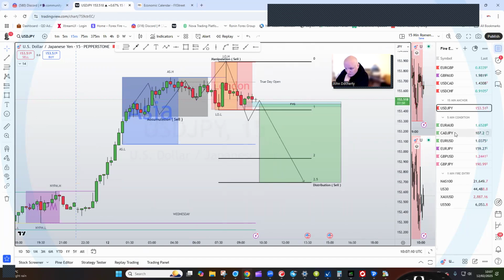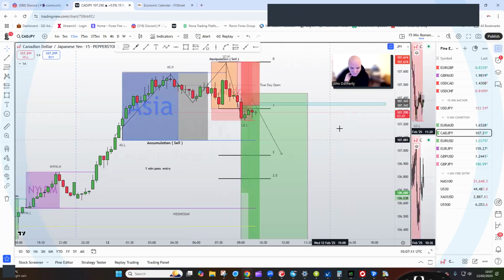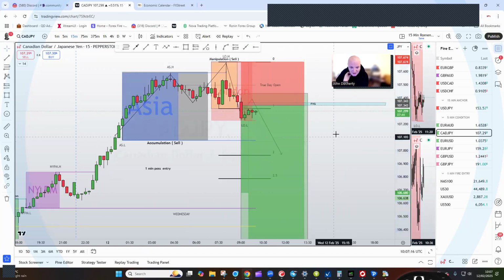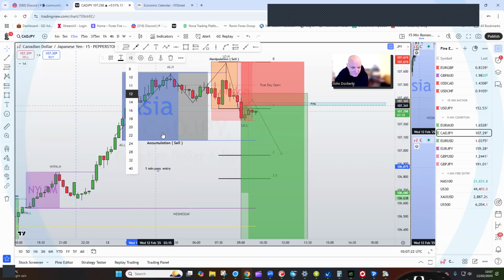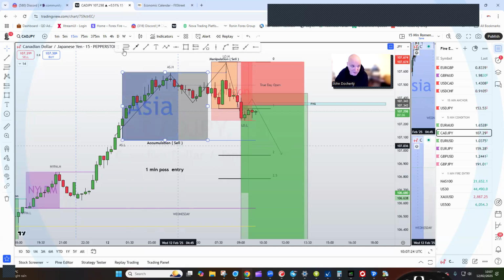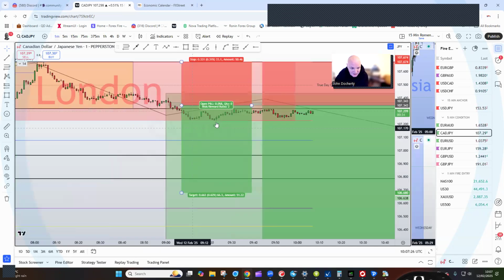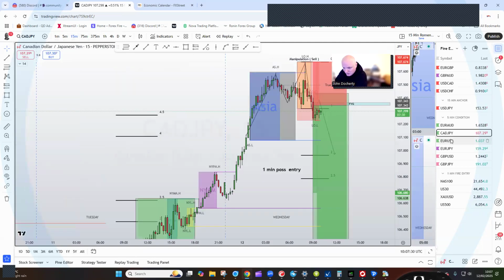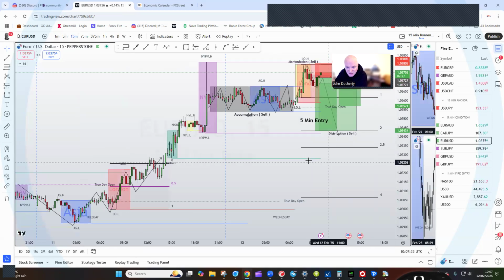So we know the Euro AUD was a winner. The CAD JPY, it has entered. In fact, no, did it or did it not? We did put 1 minute. We did put this, didn't we? 1 minute possible entry. It still hasn't quite touched the entry. So we're still waiting for an entry on that Euro USD.